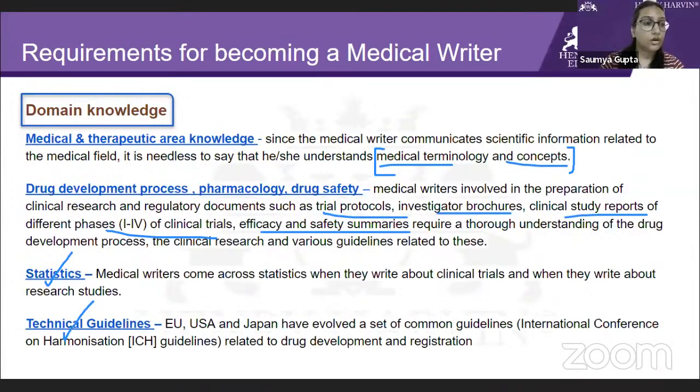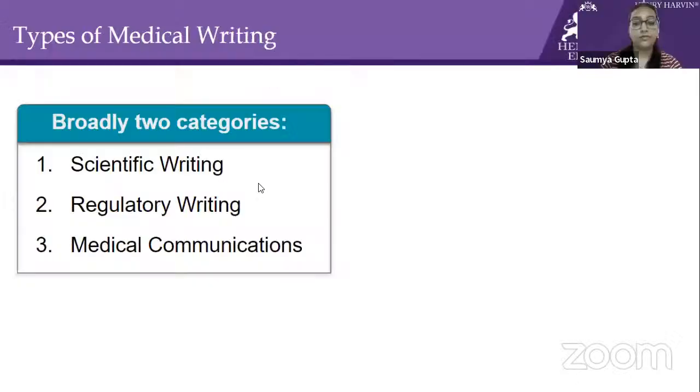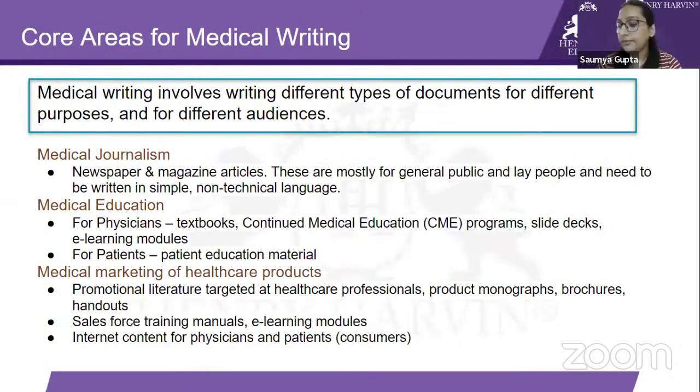Now, types of medical writing and core areas of medical writing. So types of medical writing, you have scientific writing, regulatory writing, then medical communication. Medical communication and regulatory writing are two broad fields, and scientific writing comes under writing only. Okay.